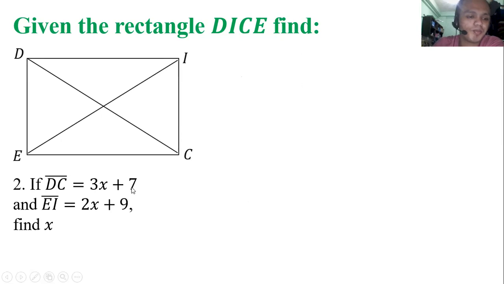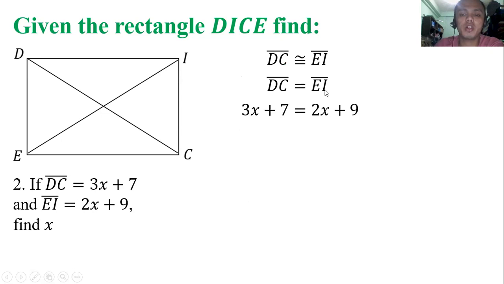Next, if DC is equal to 3x plus 7 and EI is equal to 2x plus 9, find x. Again, DC is congruent to EI and also equal. Substitute DC to 3x plus 7 and EI to 2x plus 9. Hanapin muna natin si x dito. Transpose 2x to the other side, then you have 3x minus 2x. Transpose 7 to the other side, we have 9 minus 7. 3x minus 2x is x, then 9 minus 7 is 2. So your x is 2.